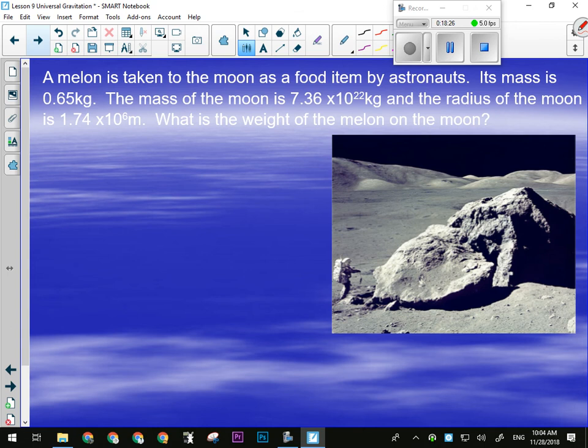All right, so let's try this one here. Not that astronauts would do this, but let's say they took a watermelon or a cantaloupe to the moon. So they take a melon, a big piece of fruit, to the moon with them. Its mass is 0.65 kilograms. What's its mass on the moon?